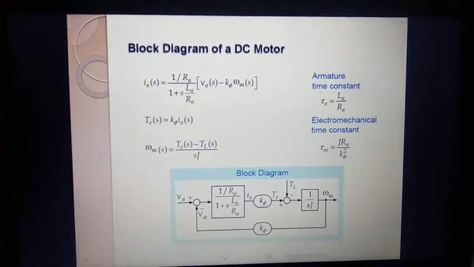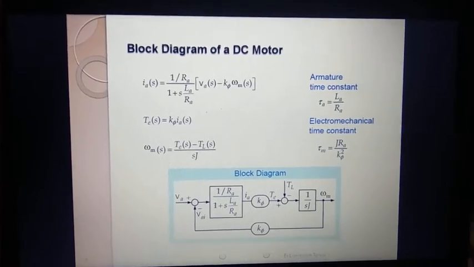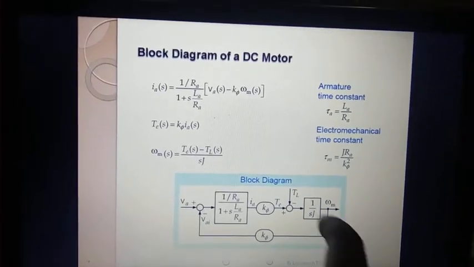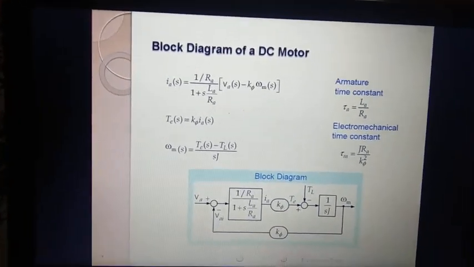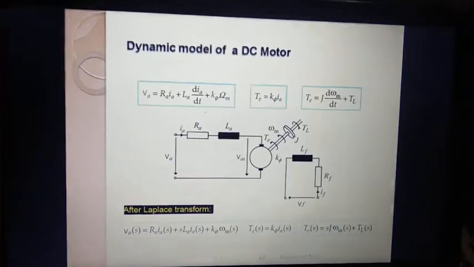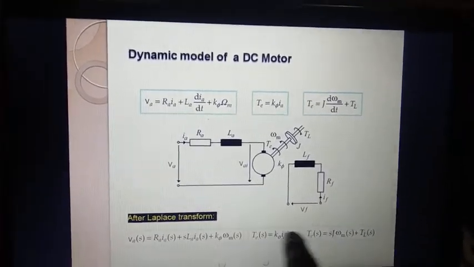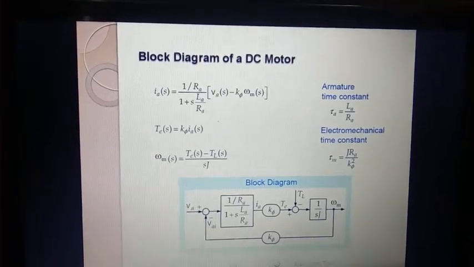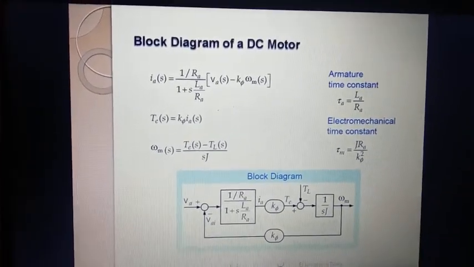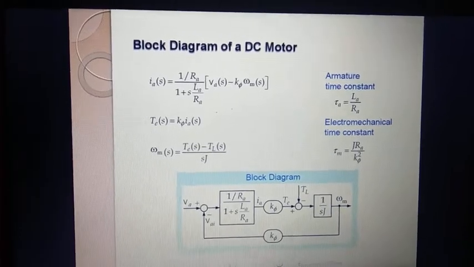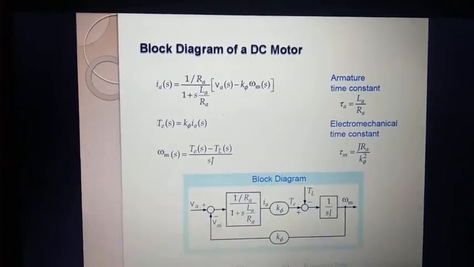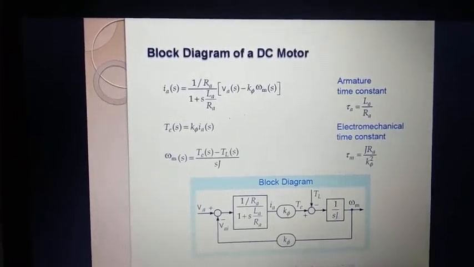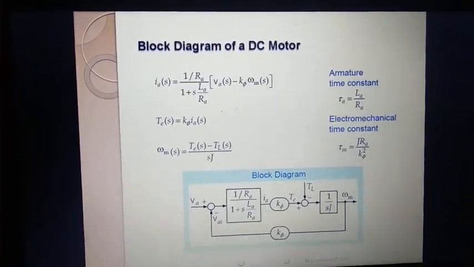Based on this, when we solve these equations, we get the block diagram of a DC motor. This figure shows the block diagram of a DC motor, and we calculate these three equations from the previous equations, number 1, number 2 and number 3. By equating these, we get three equations. Number 1 is the armature current in the Laplace domain. Number 2 is the torque equation, also in the Laplace domain, and number 3 is the speed, also in the Laplace domain.